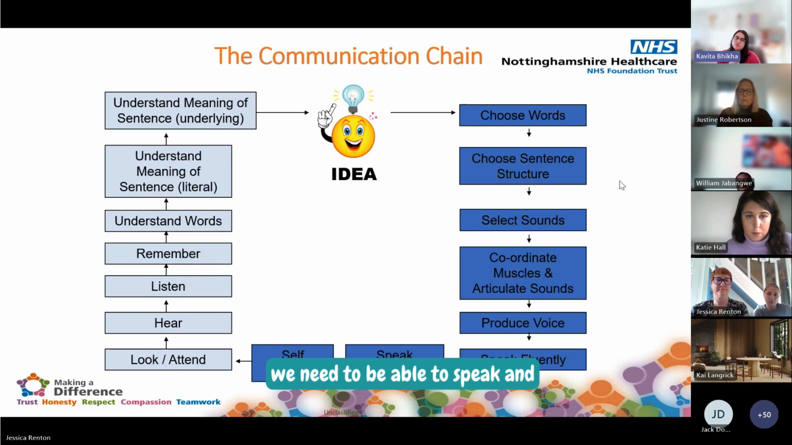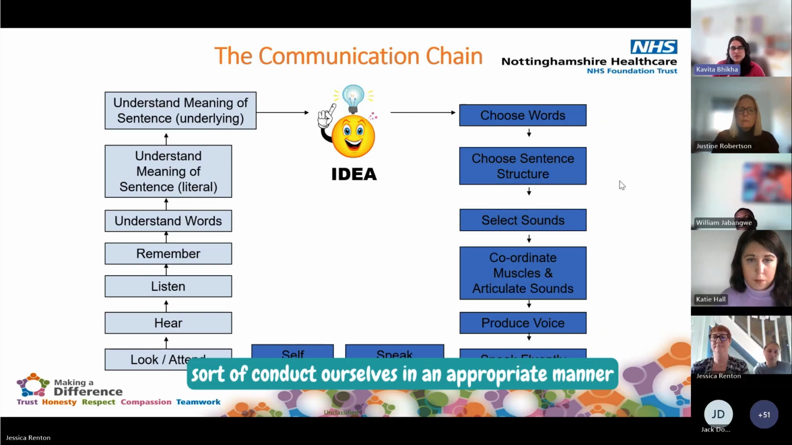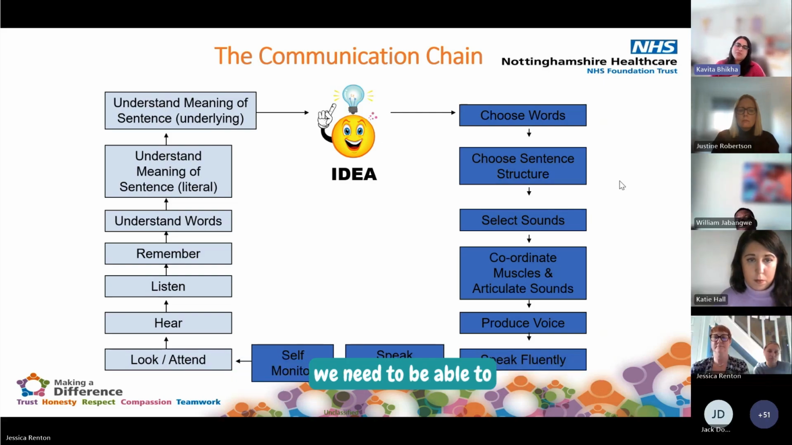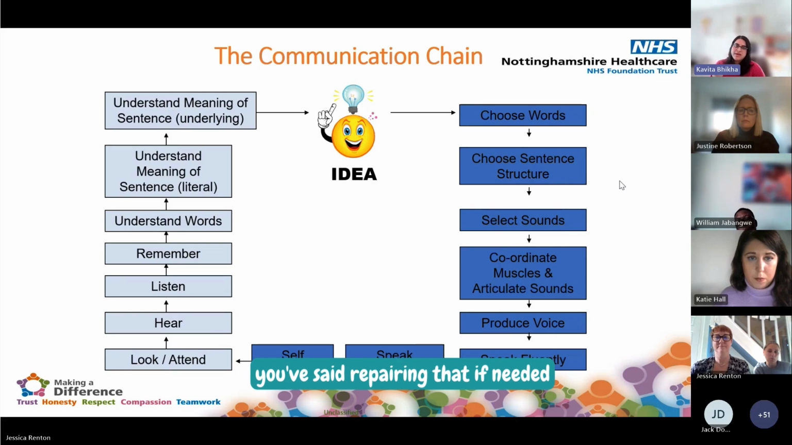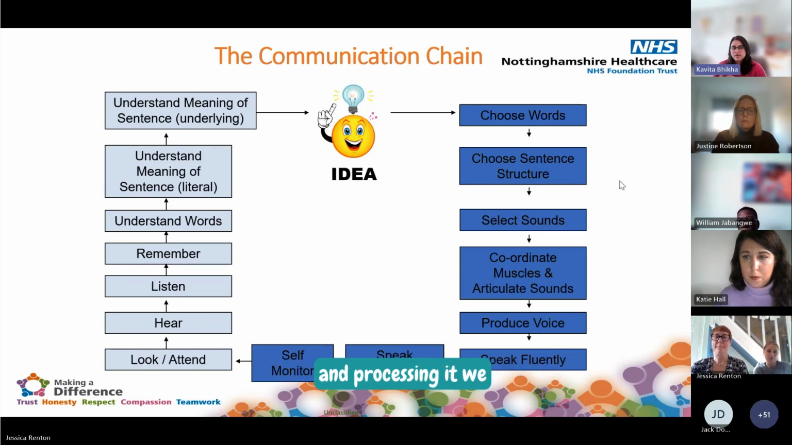We need to be able to speak and conduct ourselves in an appropriate manner. We need to be able to self-monitor, so noting what you've said, repairing that if needed. And then we also need to pay attention and look towards our communication partner. We need to be able to hear, so having that ability, and also not just hearing it, but listening to it and processing it.